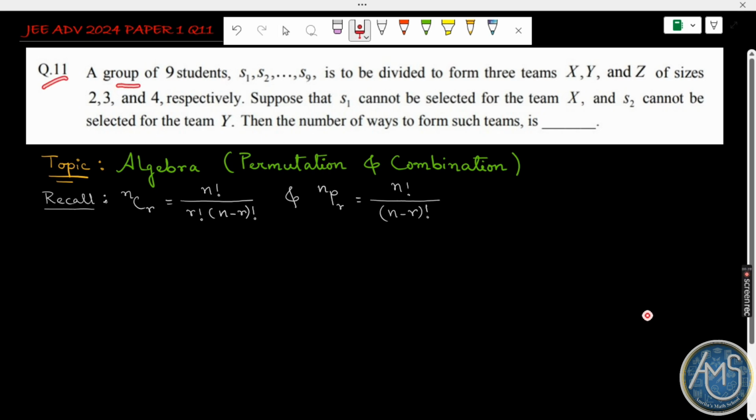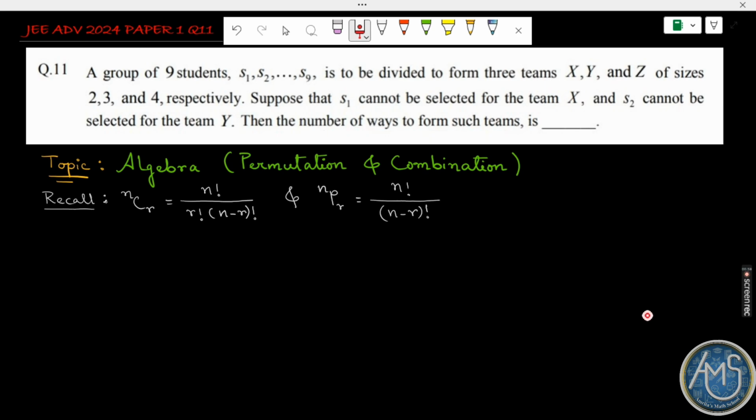A group of 9 students, S1, S2 up to S9, is to be divided to form 3 teams X, Y, and Z of sizes 2, 3, and 4 respectively. Suppose that S1 cannot be selected for team X and S2 cannot be selected for team Y. Then the number of ways to form such teams is 1. So you have to find the number of ways to form this type of team.